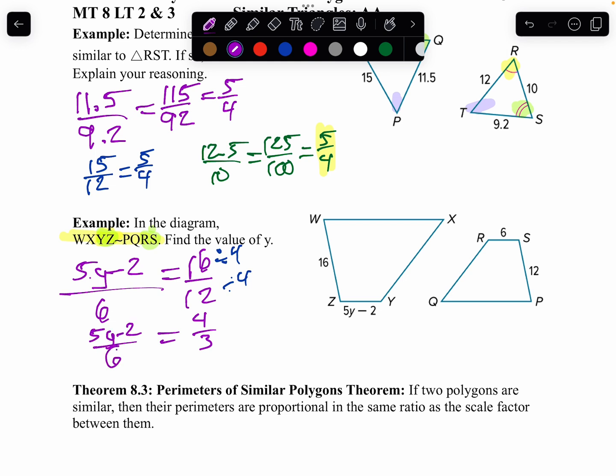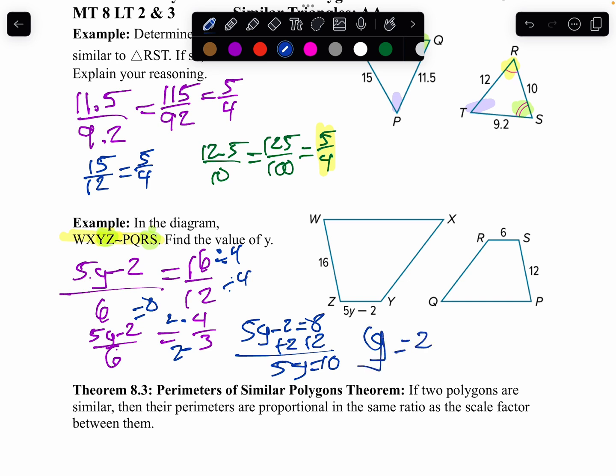Well, looking at my equivalent fractions, 3 times 2 is 6. So that means 4 times 2, this must be 8, huh? So 5y minus 2 equals 8. Let's solve that. Add 2 to both sides. 5y equals 10, or y equals 2. Y doesn't look very healthy there, but that's a y.